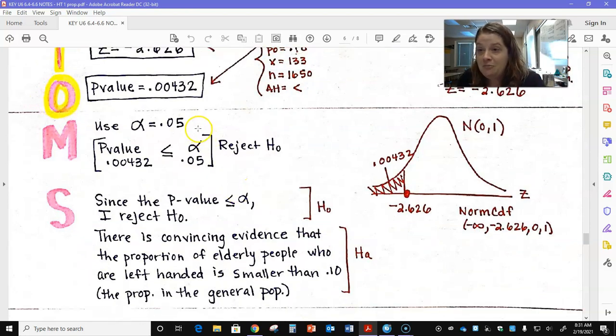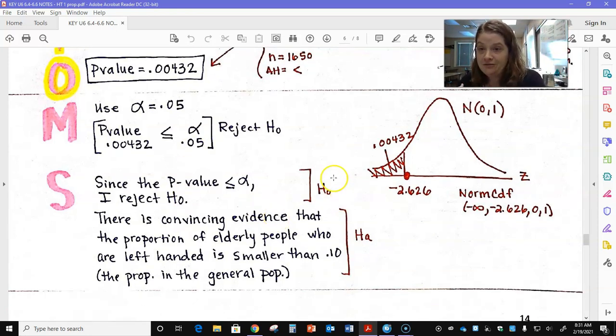I'm going to use an alpha of 0.05. Our p-value is really small. So I could have set this at 1%. It would have been still fine. 0.0043 is less than or equal to 5%. So since that p-value is low, I'm going to reject the null hypothesis. P-value low, reject H0.